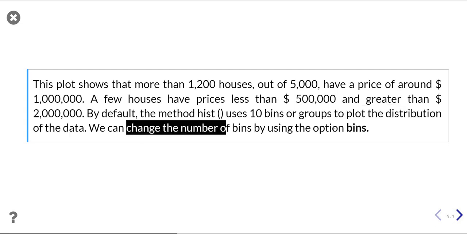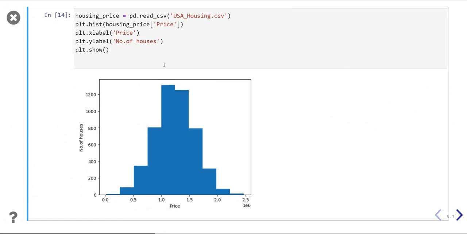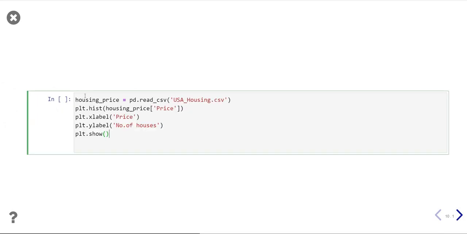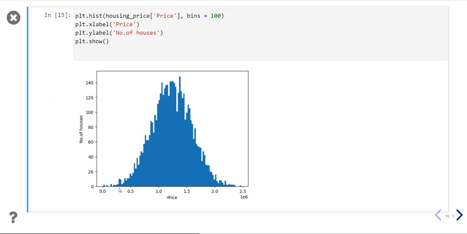We can also change the number of bins by using the option bins. So let's say we take the same one, copy this, go back here, paste it here. We don't have to read this one back. We're using the histogram. We can add the option bins. So let's say if you want to break it down to smaller portions so that you can really see the actual number of prices that are there. So let's say instead of 10, you go to 100. Now you can see the distribution much more clearly.